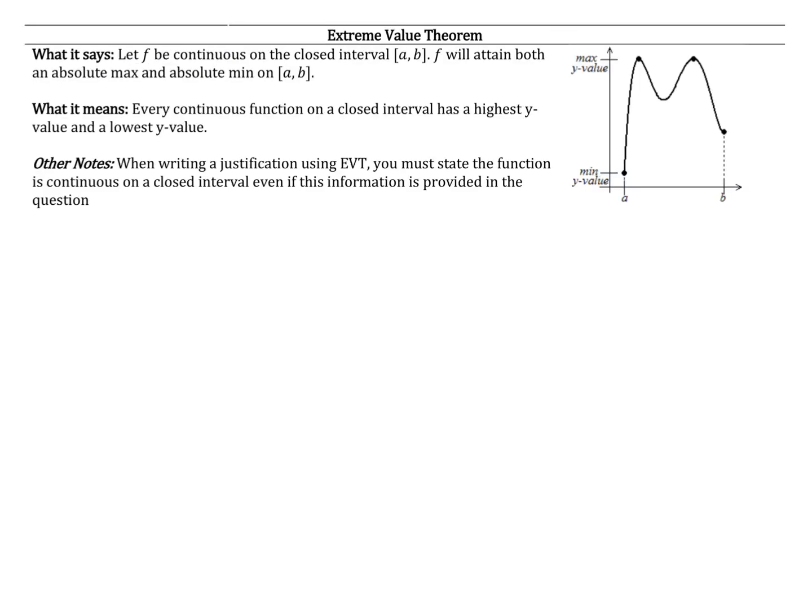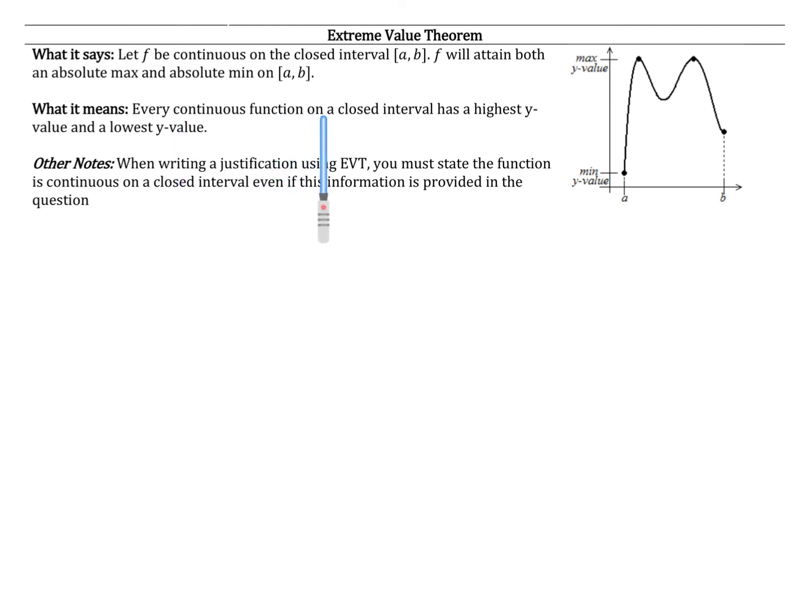The extreme value theorem says, again, that f is a continuous function on a closed interval. And then what it says is it will attain both an absolute maximum and an absolute minimum on that closed interval. And we've talked about this already. As long as we have a closed interval, at some point the function is the highest and at some point the function is the lowest on that specific closed interval.